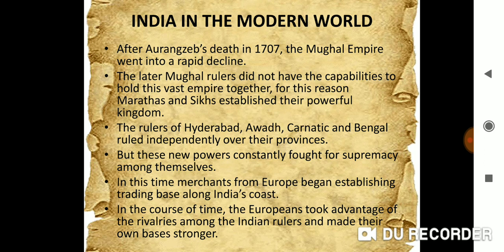You also know the rulers of Hyderabad, Awadh, Carnatic and Bengal ruled independently over their provinces. In class 7 last chapter you have already read about Hyderabad, Awadh and Bengal. So they were independent provinces. But these new powers, what were the problems? These new powers constantly fought for supremacy among themselves. They were busy fighting. Why? For supremacy among themselves.